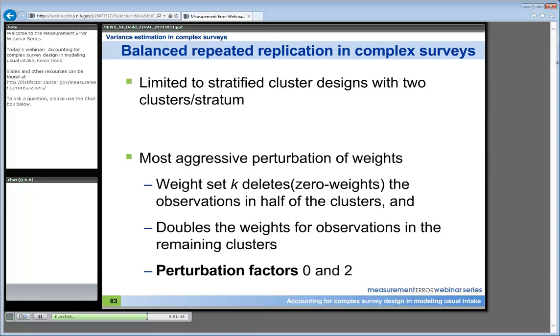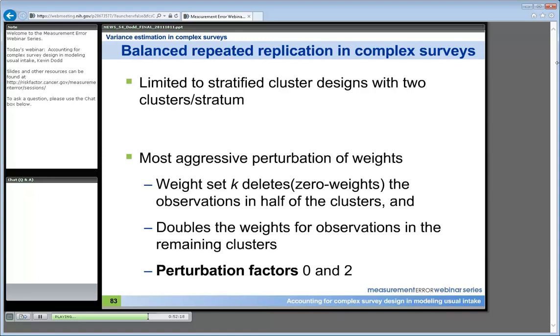So I said before that the jackknife operates on just a few clusters at a time. And the BRR, though, is much more aggressive in its perturbation of the weights. When you go to construct the kth weight set for BRR, you have to delete the observations in half the clusters and then make up for that by doubling the weights of the observations in the remaining clusters. And so there I would say the BRR uses perturbation factors of 0 and 2 as compared to the jackknife, which uses perturbation factors of 1, that is, no perturbation for most of the observations.